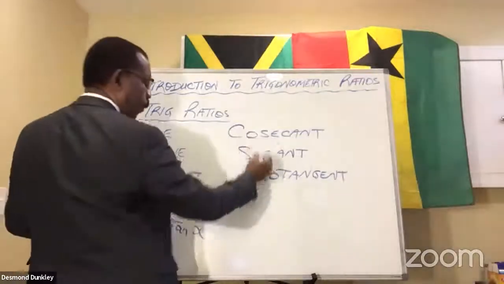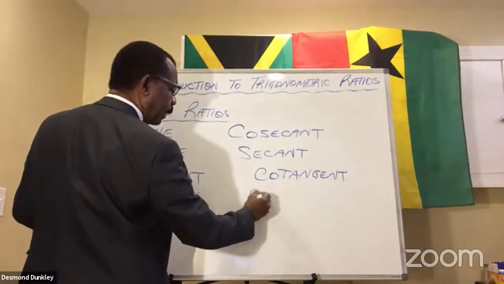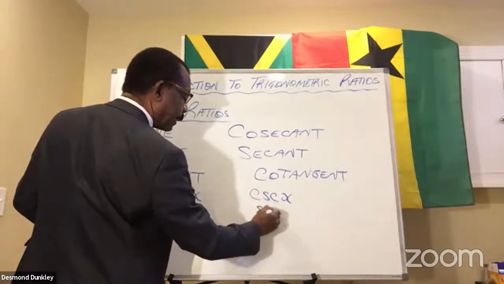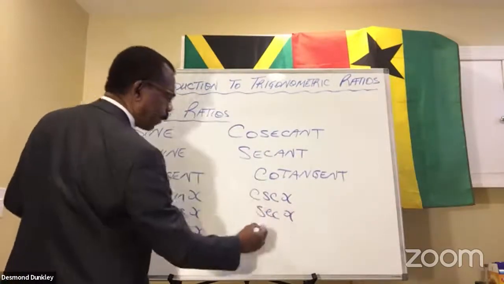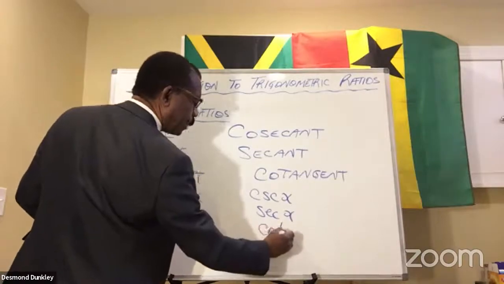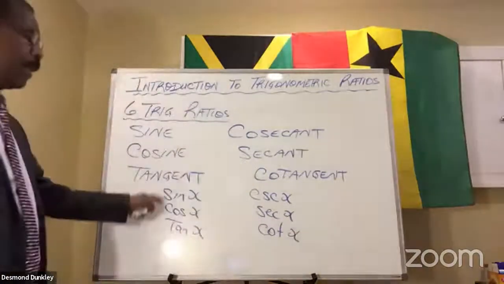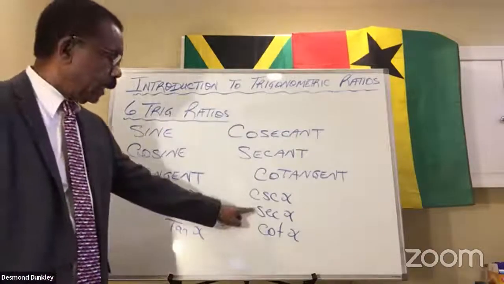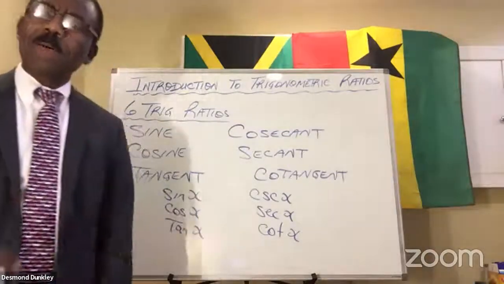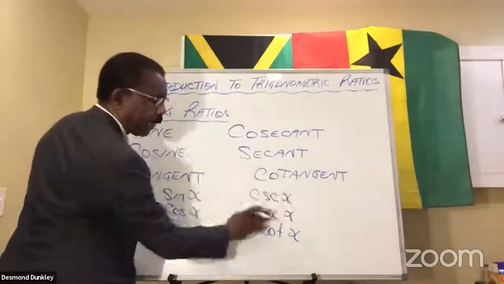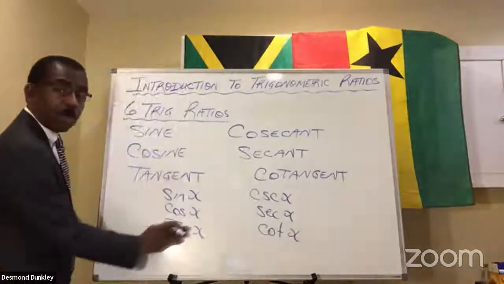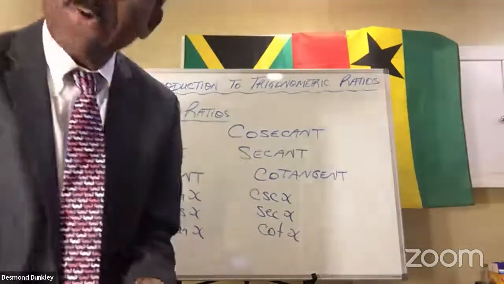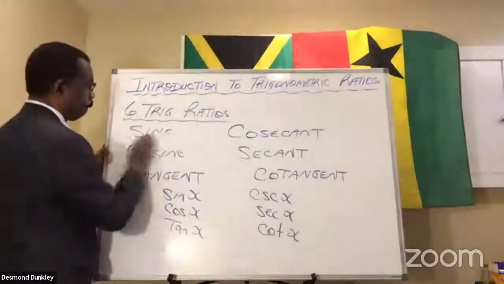Okay? For cosecant, we use C-S-C of x. For secant, we use S-E-C of x. And for cotangent, we use C-O-T of x. So those are the 6 functions. Sine, cosine, tangent, cosecant, secant, cotangent. Okay? Again, you're not going to be spending a lot of time on these. These are the ones we're going to spend time on. Okay. All right. Let's go and look at how they're defined.